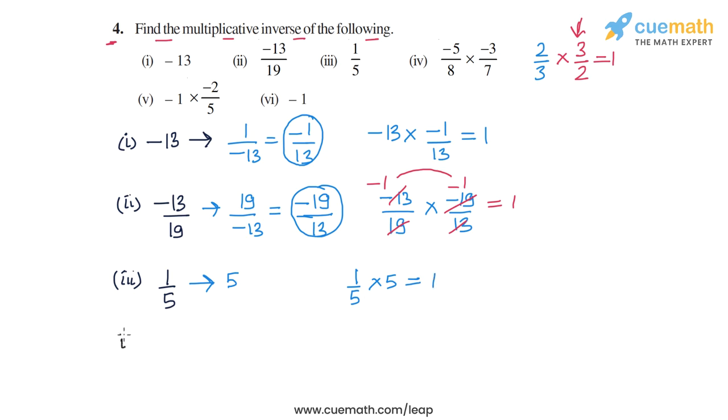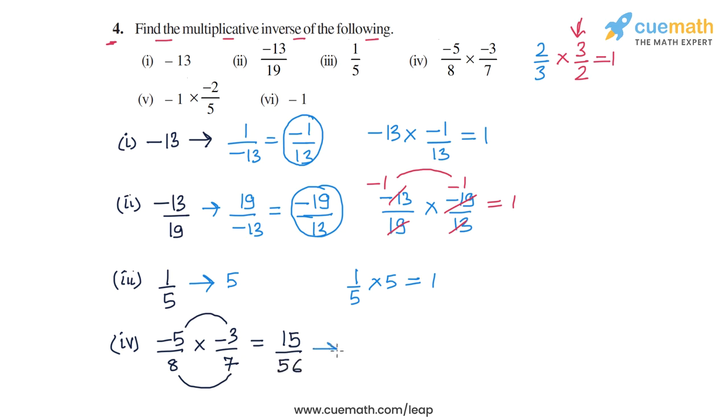In part 4, the rational number is expressed as a product. So we have minus 5 by 8 into minus 3 by 7. So we can first calculate this product. So minus 5 into minus 3 will be equal to 15 and 8 into 7 will be equal to 56. So we have 15 by 56 as our original number.